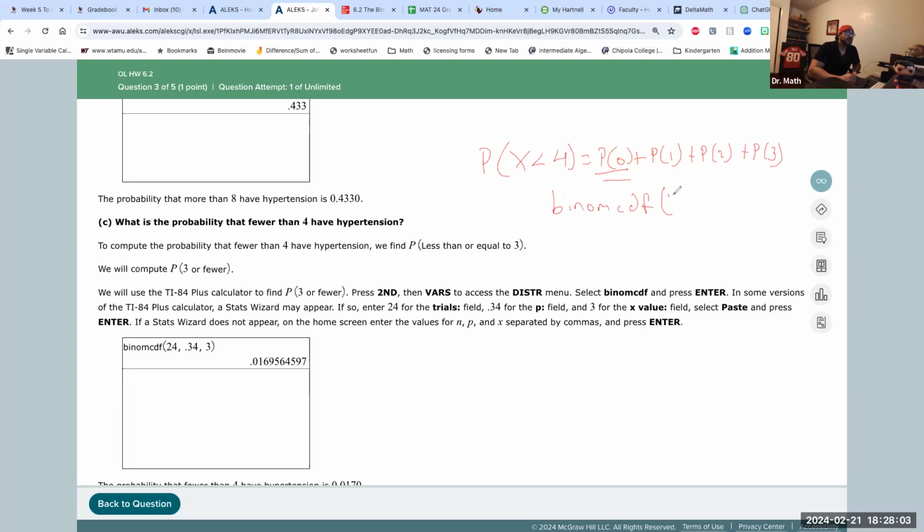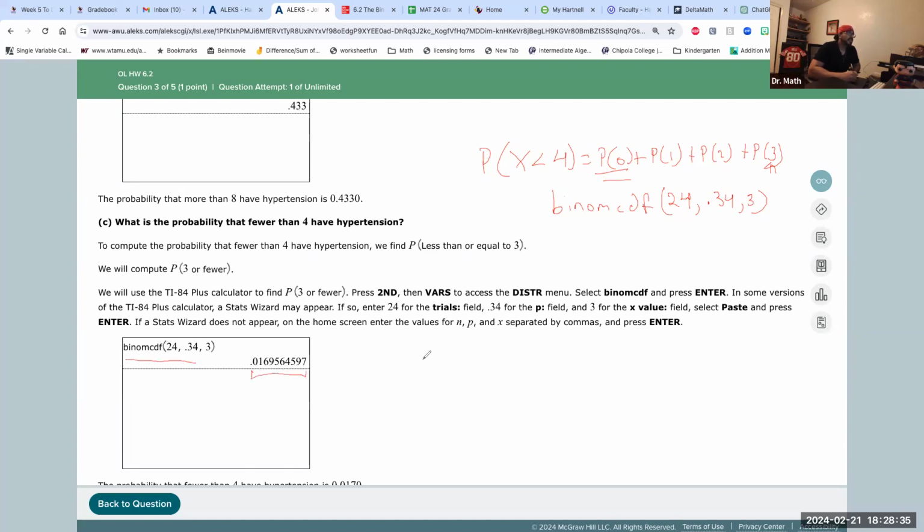So in this case, our number of trials is still 24. And do this with me on your calculator. P is still 0.34. And this time you tell your calculator, what's the last number you want to include here? What number are you going up to? And that's the X value. So here, you're going all the way up to this 3. Right, so that's your last value. So this is what you plug in. That's what they plugged in right here. And this is what you get.